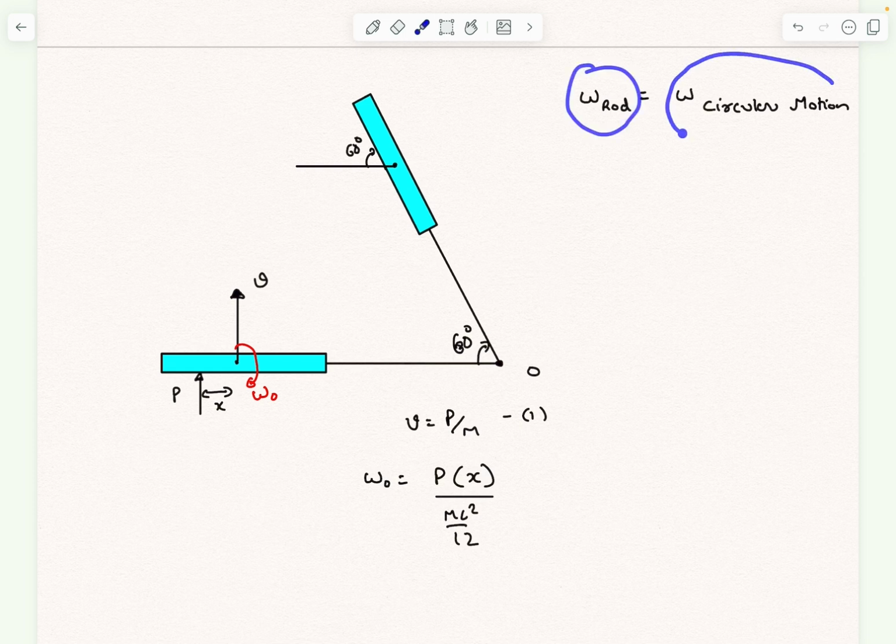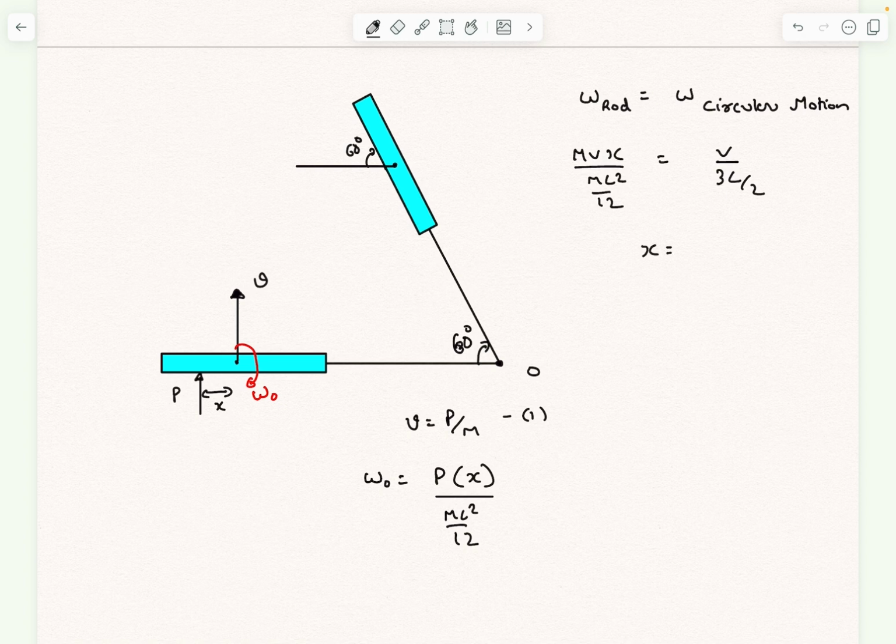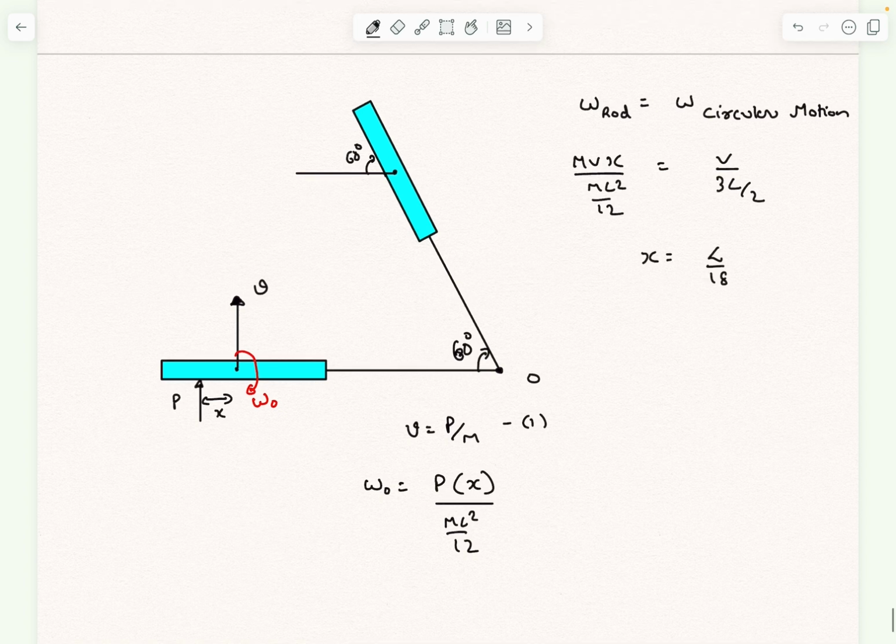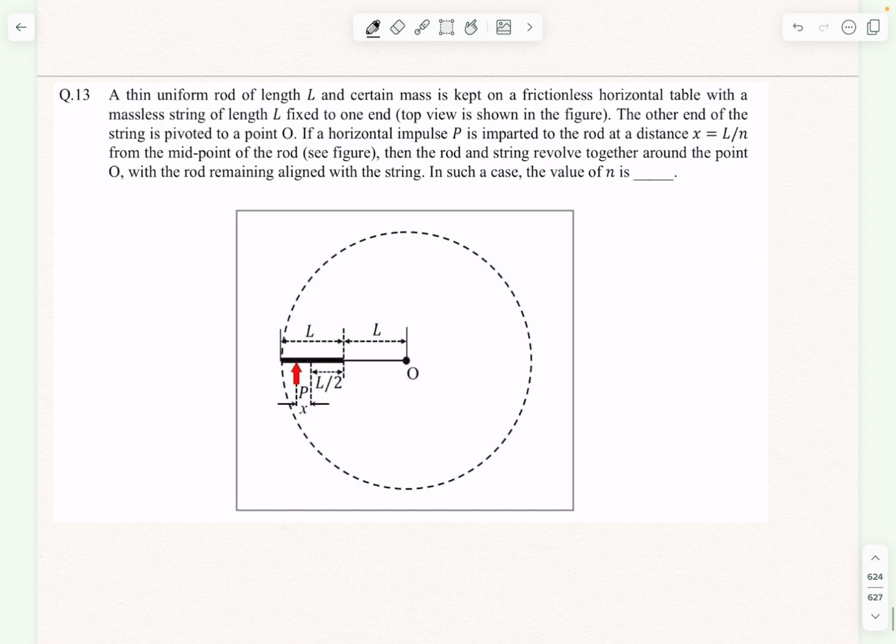Now what is the omega of the circular motion? That is pretty simple. The velocity of the center of mass is V, and the distance of the center from our point O is 3L by 2, right? So the omega of the circular motion is V divided by 3L by 2, and omega of the rod is Px upon mL squared, and P I'm going to substitute as m times V, right? So this will be mVx divided by mL squared by 12, and from here x turns out to be L divided by 18. They wanted the value of this n, so that would be 18.